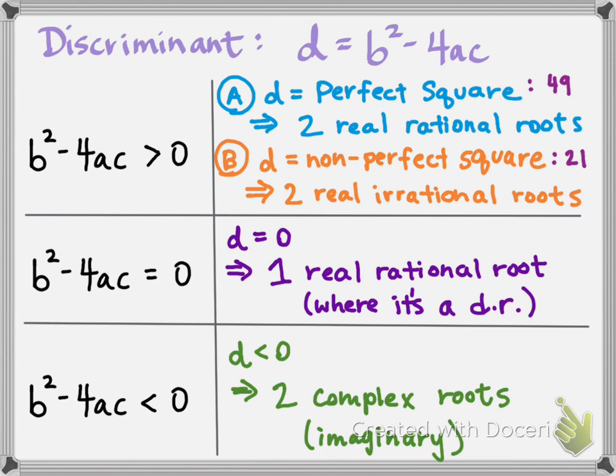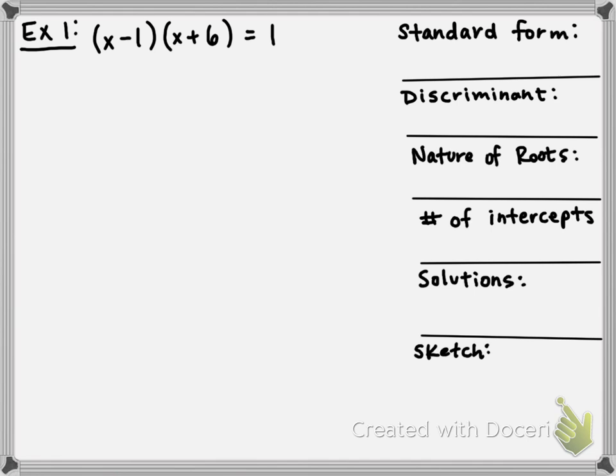Okay, so let's get into some examples where we can understand this a little clearer. Example 1, I have x minus 1 quantity times x plus 6, the quantity of, is equal to 1. In order to do this series of questions, standard form, discriminant, nature of roots, number of intercepts, solutions, and sketching, I need to put this in standard form. So I'm going to need to double distribute the parentheses with one another, minus the 1, and set it equal to 0. So as we do that, we get x squared plus 5x minus 6 equals 1.